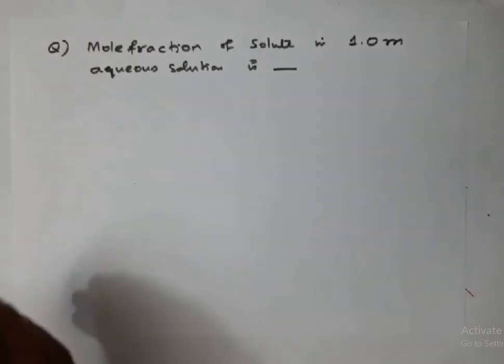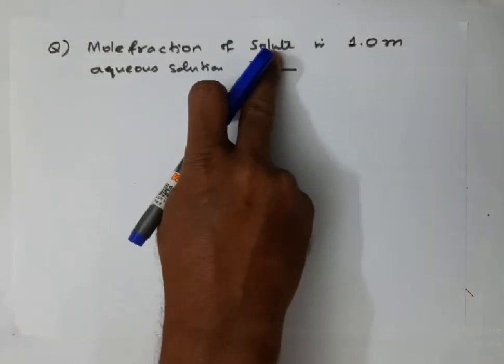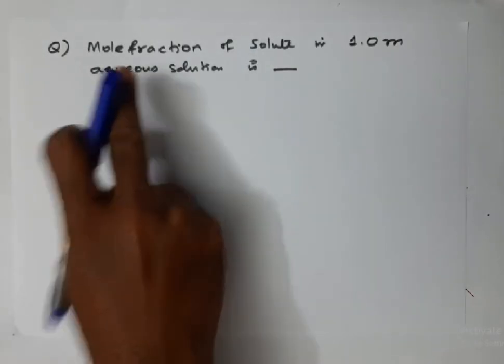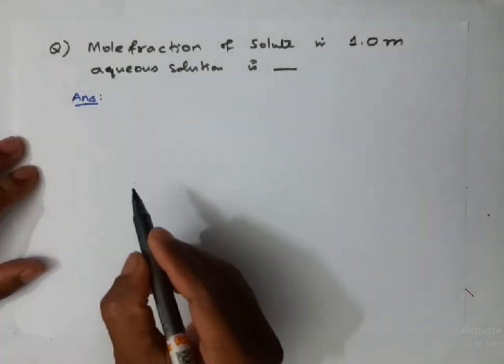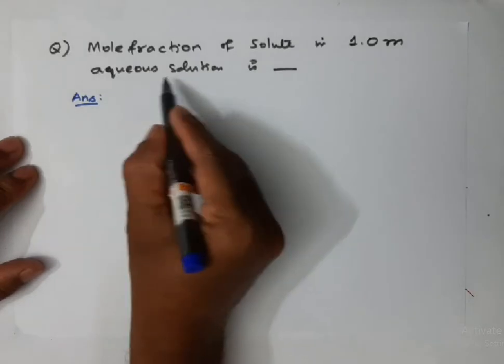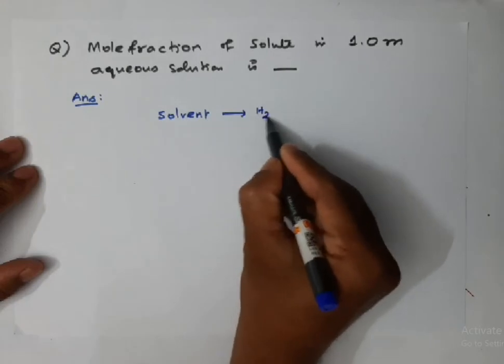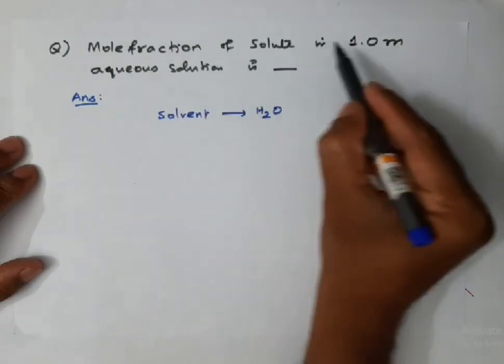I didn't remember the options, but the question is this: mole fraction of solute in 1 molal aqueous solution is. They did not mention the solute. Okay, they have given the aqueous solution, so that means the solvent is water here. So how to answer this question? This question is very simple actually. Solute is not mentioned, but molality is given.